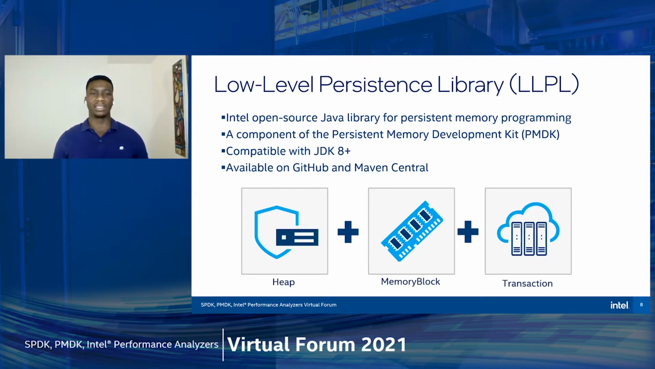As a library, these are the heap, memory block, and transaction. These are the three main classes that make up the backbone of this library. A heap is simply a pool of persistent memory with an allocator. You can create a heap, open a heap, and allocate persistent memory. A memory block is a Java wrapper around allocated persistent memory, and it offers APIs to read and write to persistent memory. A transaction is a mechanism for grouping transactional allocations, deallocations, and writes into one single transactional operation.